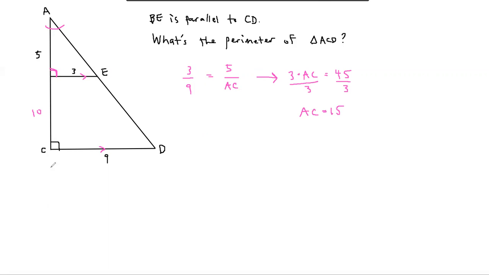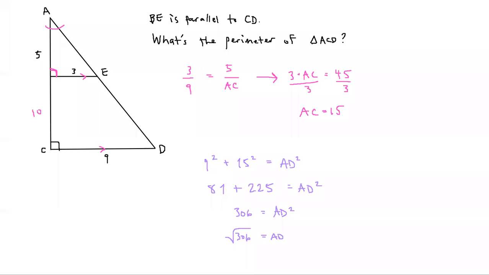Now that we know the length of AC as a whole, and we know the length of CD, we can use the Pythagorean theorem to find the length of AD, since this is a right triangle after all. Using the Pythagorean theorem, we can say 9 squared plus 15 squared must equal AD squared. 9 squared is 81, 15 squared is 225, and this has to be equal to AD squared. Continuing to simplify, we see 306 is equal to AD squared, making AD the square root of 306.